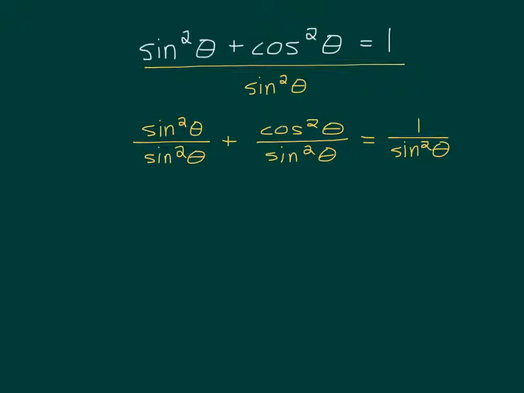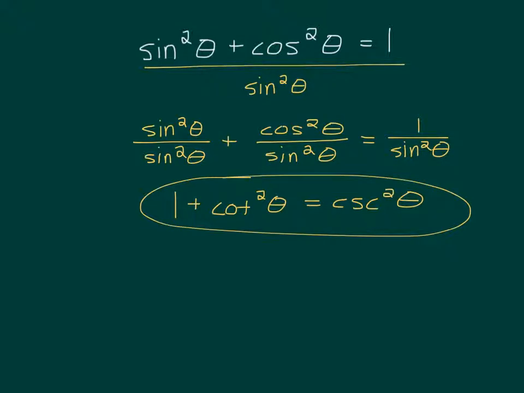Sine squared theta over sine squared theta, it's something divided by itself, so that's 1. Cosine squared theta over sine squared theta. We know that cosine theta over sine theta equals what? This is cotangent squared theta. 1 over sine squared, similarly that ends up being cosecant squared theta. So that's another identity that we're going to end up being able to use. 1 plus cotangent squared theta is cosecant squared theta.